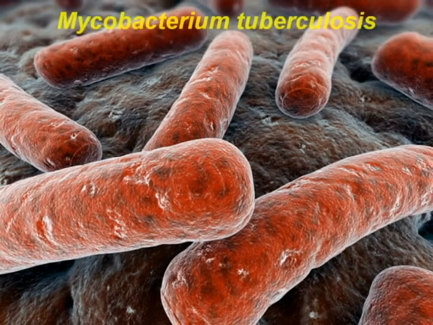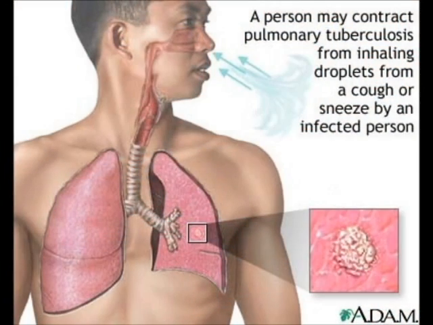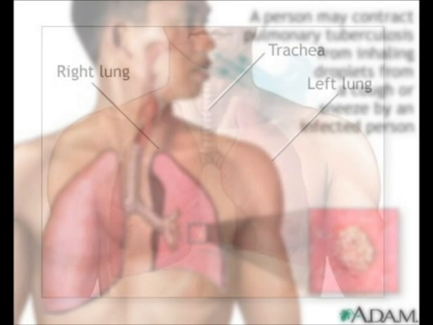Tuberculosis, or TB, is a bacterial infection caused by Mycobacterium tuberculosis. It involves the lungs and can spread to other organs such as the kidney, spine, and the brain. TB may be spread through the air from person to person through coughing, sneezing, speaking, or laughing.